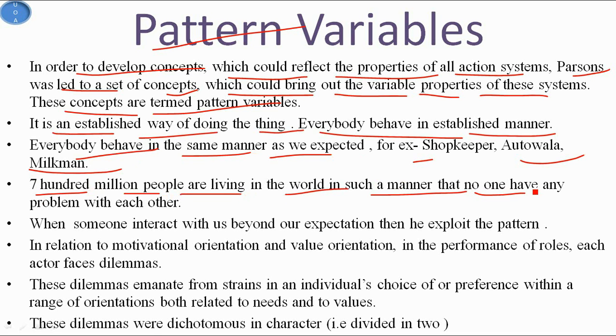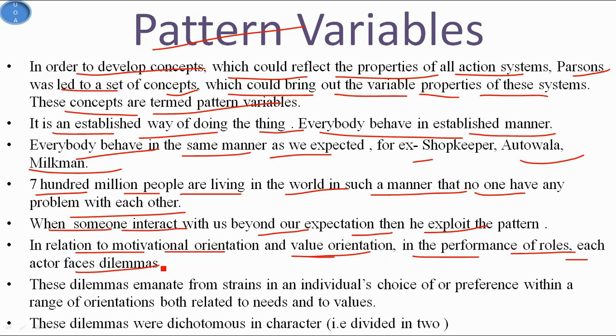So there are 700 million people living in the world in such a manner that no one has any problem with each other. When someone interacts with us beyond our expectation, then he exploits the pattern. And in relation to motivational orientation and value orientation: motivational orientation basically means motives or the psychological aspect, as I already told you, and value orientation means the cultural aspect of the society.